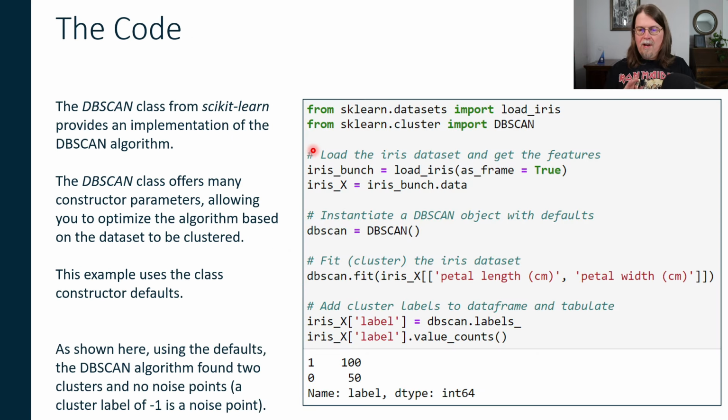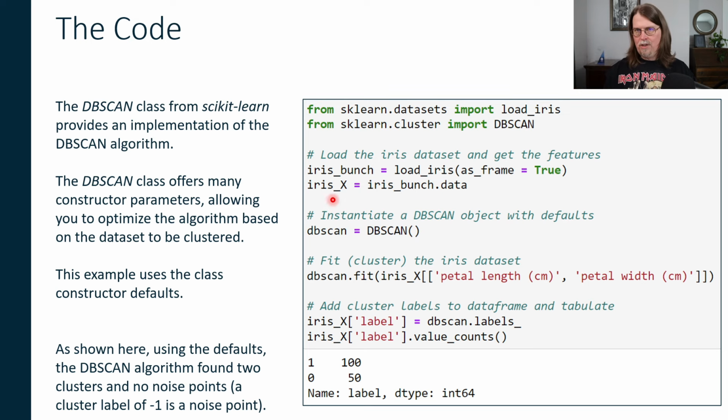Here's the code. What I'm doing here is loading up my data. You can see I'm using the load_iris function from scikit-learn datasets, and I'm getting back a Bunch object, like I told you earlier. Then I'm accessing the data from the iris bunch, and that gives me the data frame that we saw earlier, where I have the 4 columns and 150 rows.